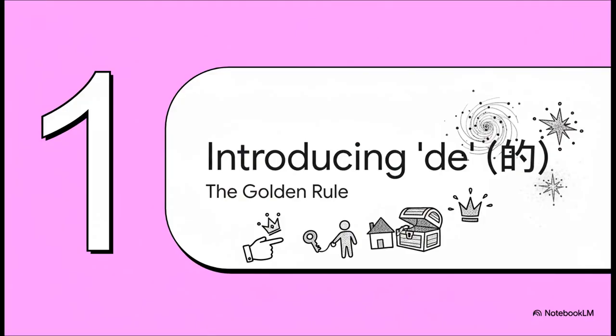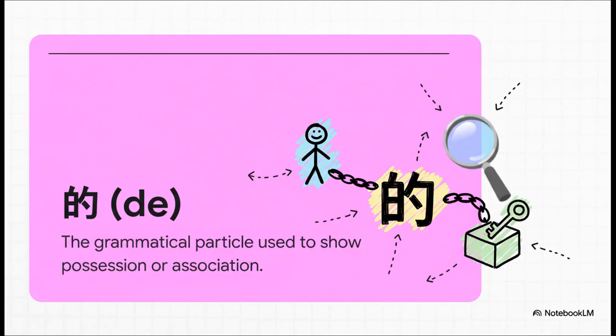And here it is. Meet your new best friend for talking about ownership in Mandarin. This little character right here, 的, and it's pronounced de. This is the key. This is the golden rule. Think of de like the apostrophe S in English, like in John's book. But here's the thing that makes it so amazing. In Mandarin, you use it for everything. It's the one and only connector you need between the owner and the thing being owned.